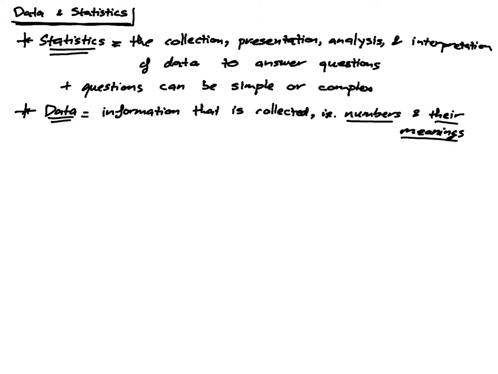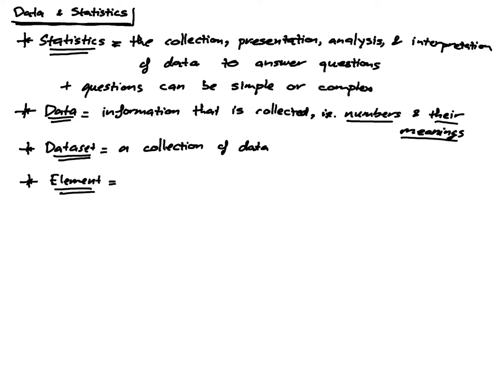And then we have a notion of a data set. A data set is just a collection of data. Then we also have an element. An element is the entity on which data are collected.